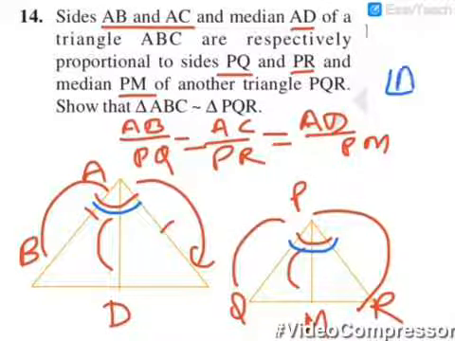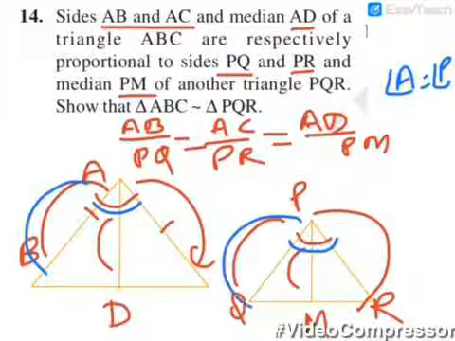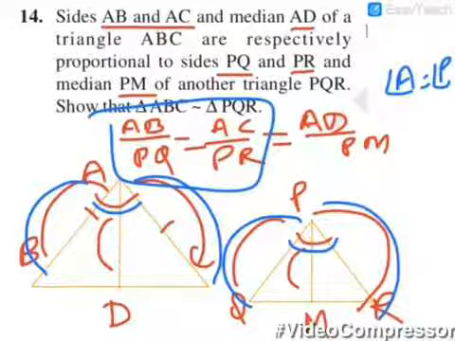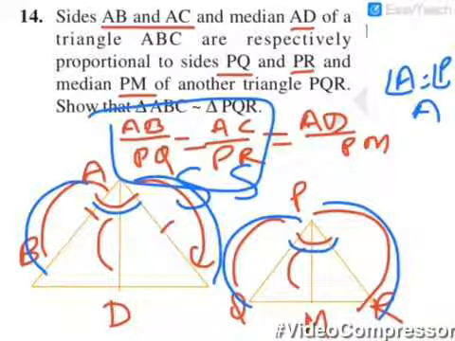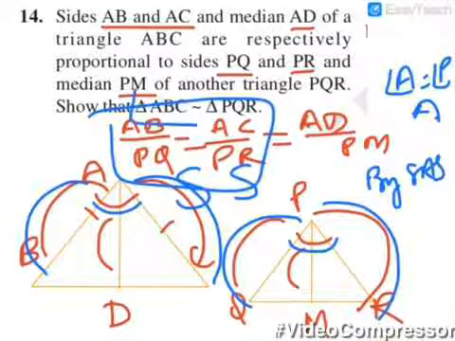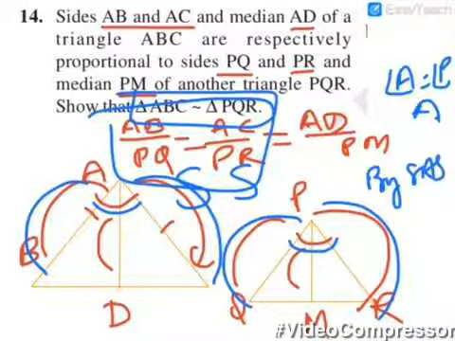So we have got angle A is equal to angle P, and this side is proportional to this and this side is proportional to this, that is given. So by SAS, you can write both the triangle ABC is similar to triangle PQR. So this is how we have proved this median question, that is number 14.